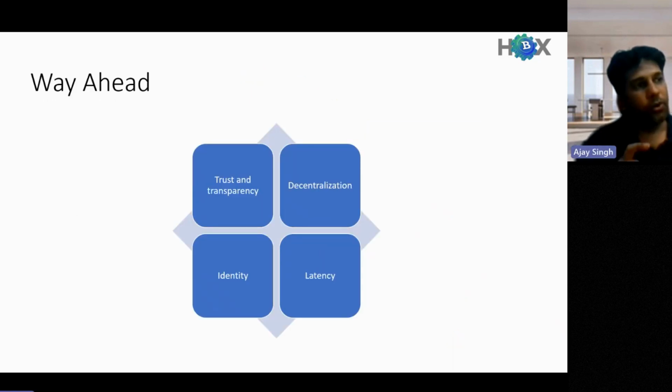And if you look into all these problems, there are 4 pillars which we need to consider. One is trust and transparency, another is decentralization, identity, and latency. If you are able to build a solution which solves for these 4 core pillars, or has certain technology tenets which have these 4 core pillars, the solution will be more robust. And whatever we have learned about blockchain till now, all these 4 pillars have their underpinning in blockchain solutions.